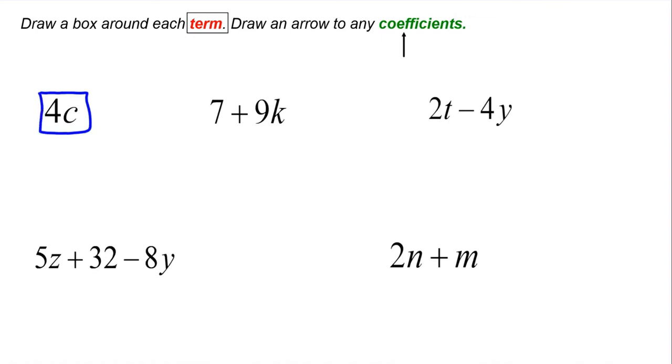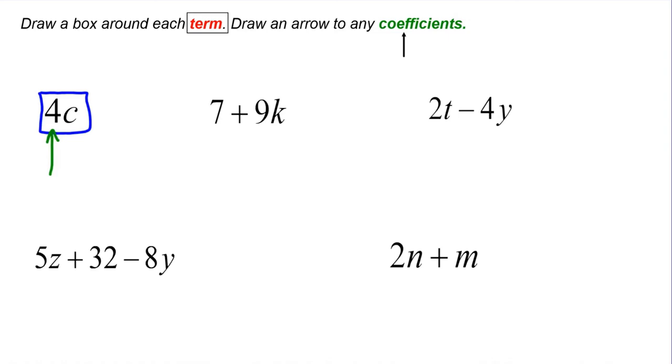For 4c, there's only one term in this expression, and it's 4c. Does the term contain a variable? Yes, that means it has a coefficient. What is the coefficient? Well, what's c being multiplied by? C is being multiplied by 4, so 4 is the coefficient. Not 4c, just the 4. 4 is the coefficient, c is the variable.